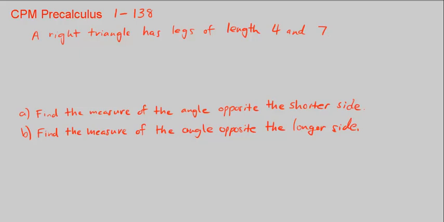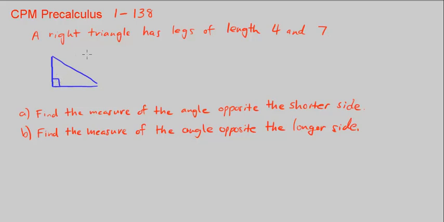This is CPM Precalculus, Chapter 1, number 138. A right triangle has legs of length 4 and 7. So we know we have a right triangle, and the legs are length 4 and 7.